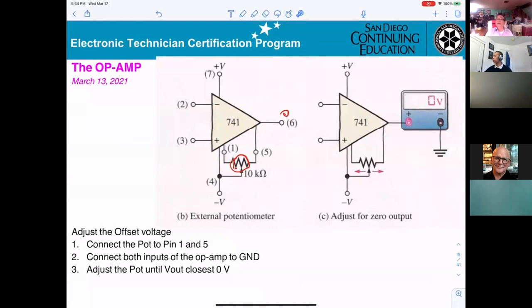Connect the pot to pin one and pin five. Connect both inputs of the op amp to the ground. Adjust the pot until VL goes to zero. That's how you can adjust the pot to get the output offset to be zero, okay?